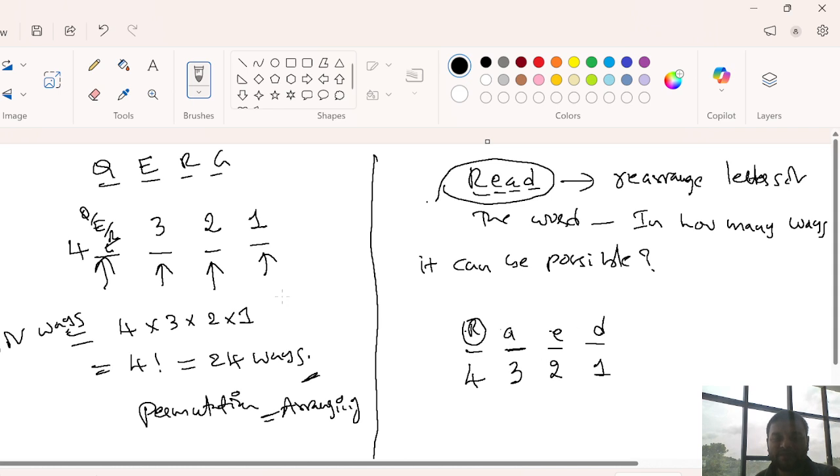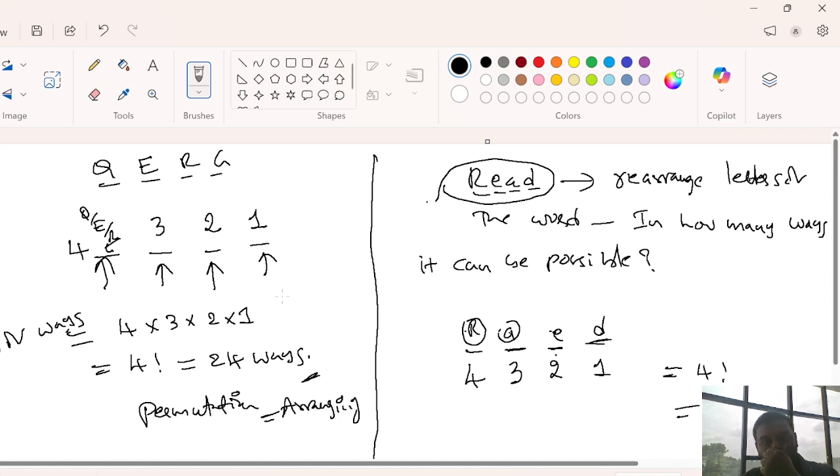So let us say A is filled over here, and to fill the third blank we have two options, either A or D can be filled. Let us say E is filled here, and to fill the last blank we are left with only D. That is only one option. So here also the number of rearrangements would be 4 factorial, which is nothing but 24. So this is without repetition.